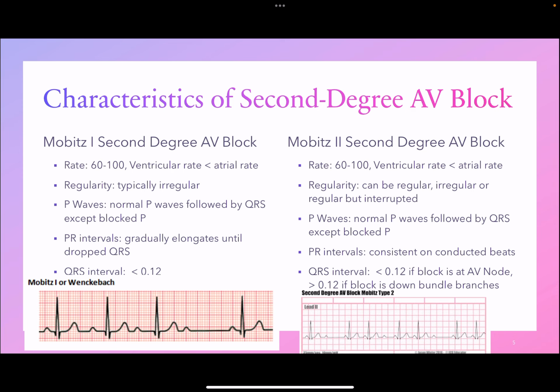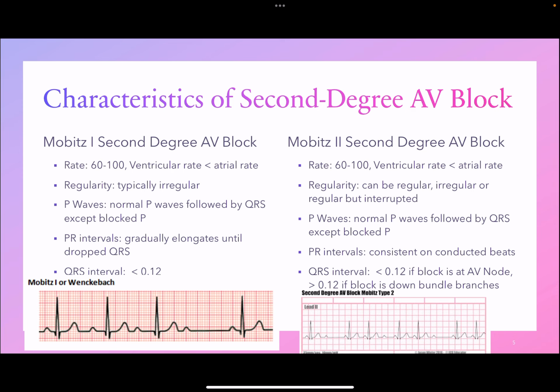With both of these, we are always going to see that the ventricular rate is lower than the atrial rate because we're dealing with blocks. For Mobitz 1, the regularity is typically irregular. P waves are normal, followed by the QRS, except for the blocked P. The PR interval, again, gradually elongates until the dropped QRS. We expect a normal QRS in this particular one, which is less than 0.12.